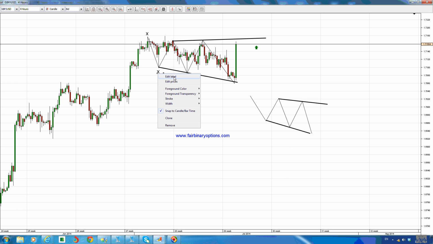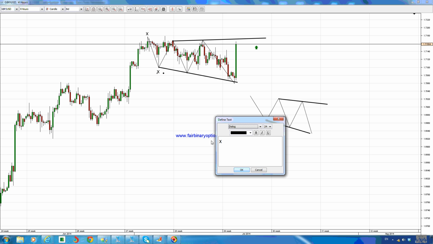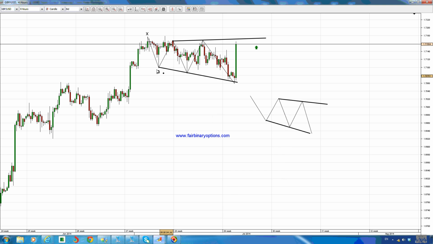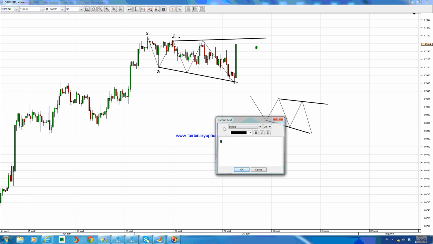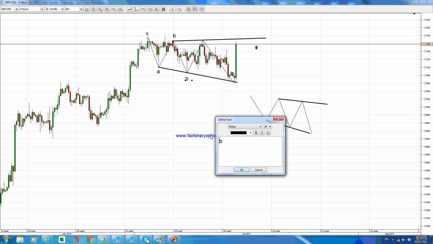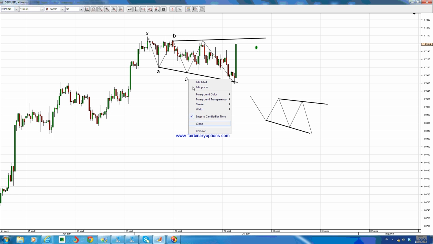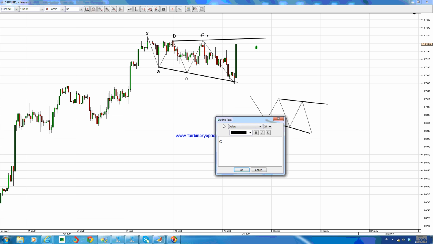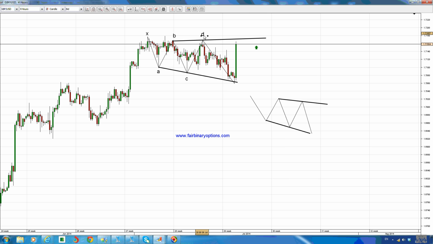This to be wave A, this to be the B wave, this to be the C wave, this to be the D wave, of course, and this to be the E wave to the downside.